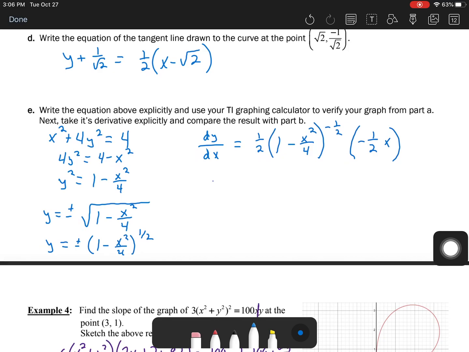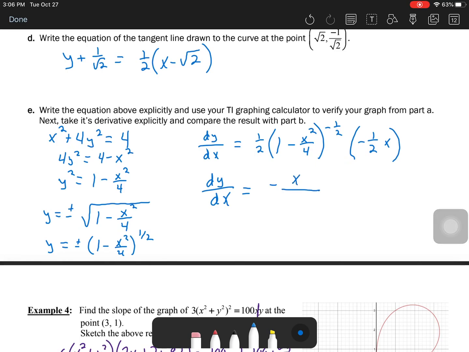Okay, and then if I clean this up just a bit, dy/dx would equal, if I multiply these together, let's see here, on top, what would I have? Well, when I do this part, I multiply a power to a power. Oh no, this I'm going to drop down to the denominator. So I'm just going to keep the 1/2 x on top. So I'm just going to have a negative x on top.